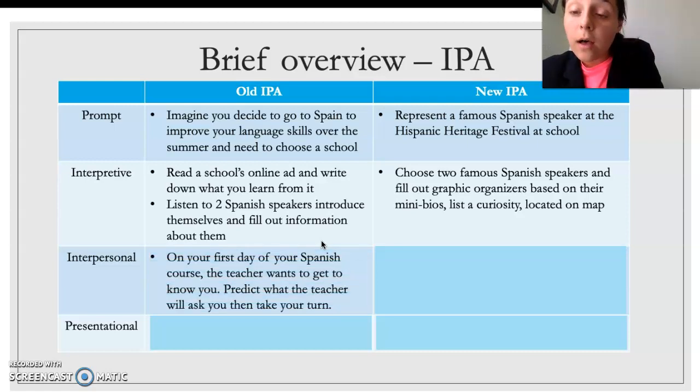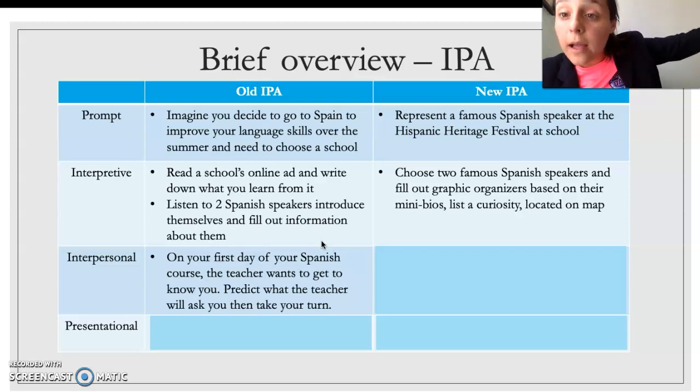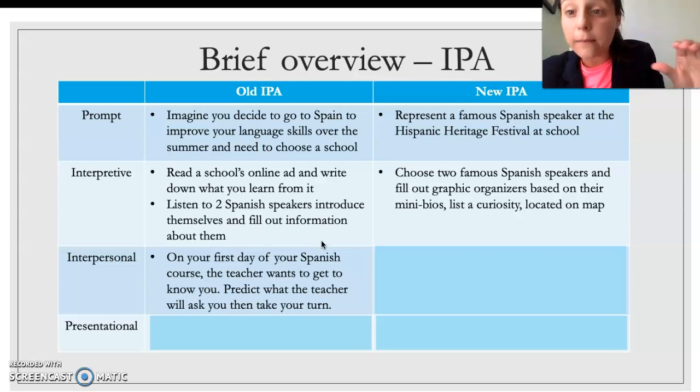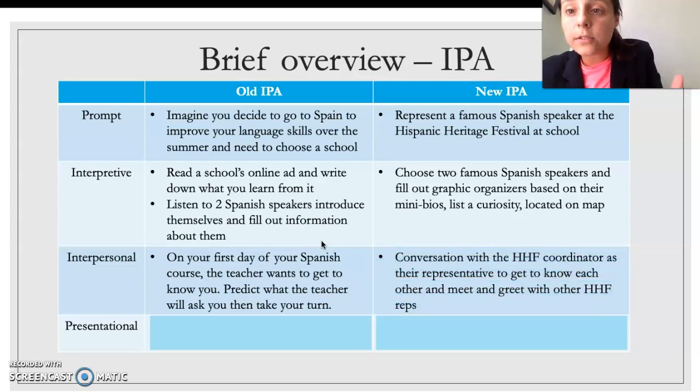The interpersonal one from the old unit, from the textbook, was that the teacher wants to get to know them, and then they'll have a turn introducing themselves to the teacher. One thing to note on that old task was that it was a recording, so there was no pragmatics used, which I thought was a weakness of this old IPA. So the new IPA, the students who now are a famous person, kind of a role play situation, will be introducing themselves as that representative to their classmates, and the main interpersonal one will be introducing themselves to the coordinator, which is me. I'll show you what that looks like in just a second.